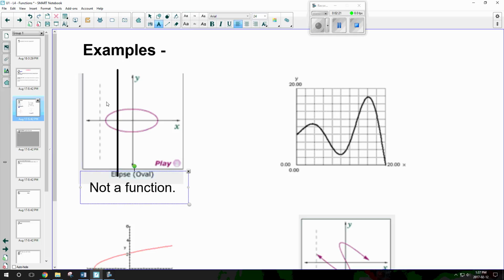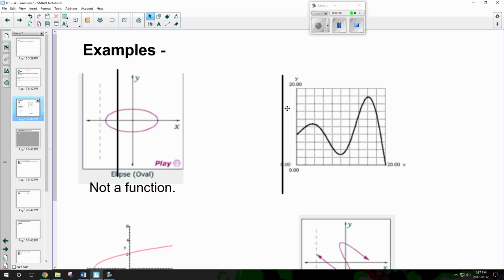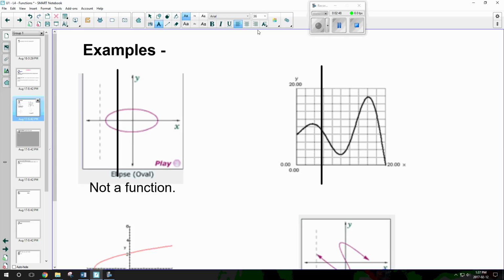So it fails this vertical line test since that vertical line hits our graph at two different points. Let's do it for our next one here. So again, we have our vertical line. We're running it across our graph. As we're running our vertical line across our graph, at no point does it ever hit more than one point on our graph. So it passes our vertical line test. So therefore, it is considered a function.